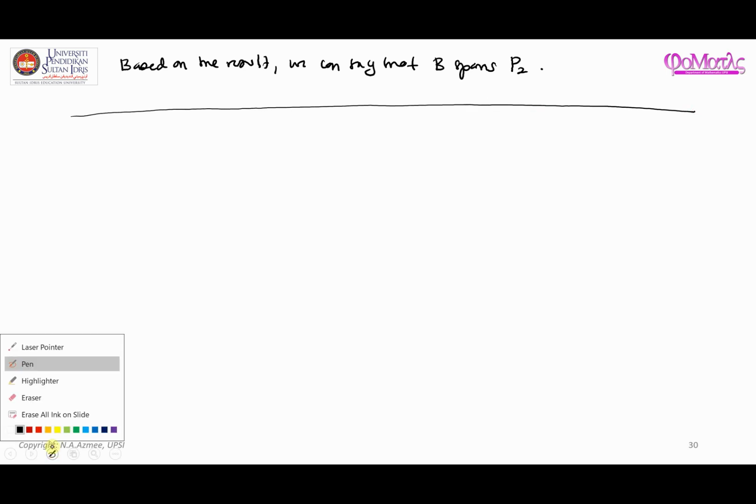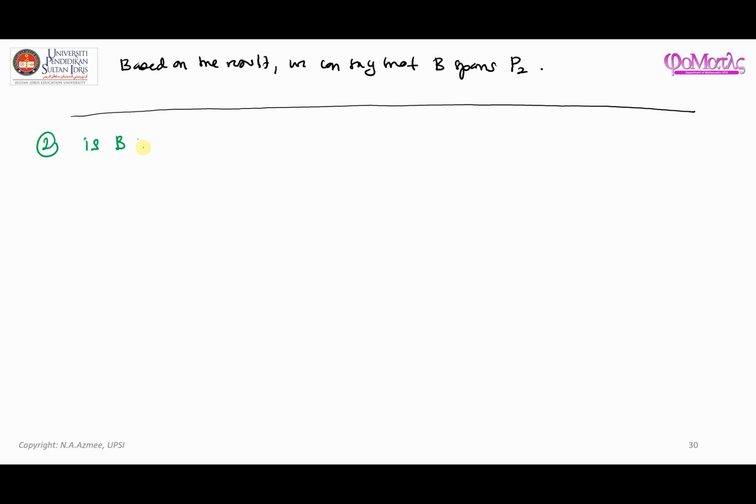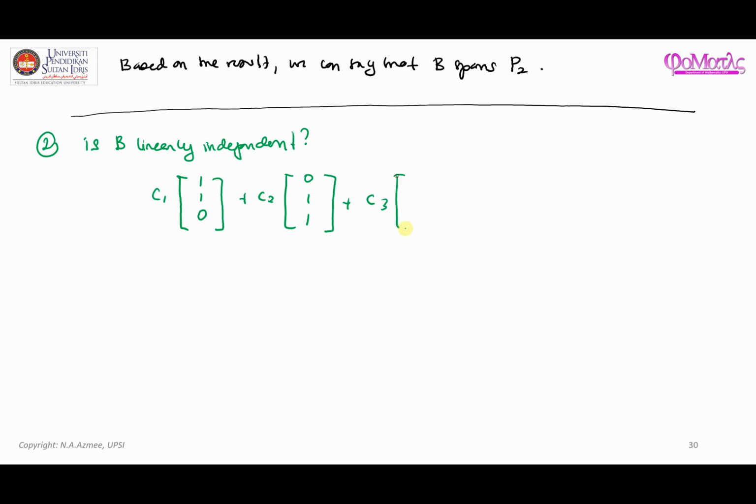We are interested to show that B is linearly independent. So the question here is, is B linearly independent? The starting point for this is to come up with a linear combination such that we have C1 and the first vector is 1, 1, 0, plus C2, second vector is 0, 1, 1, plus C3, third vector is 1, 0, 1, and instead of having X, Y, Z here, we will have the 0 vector on the right hand side of this equation. So our objective is to find the values of C1, C2, and C3.